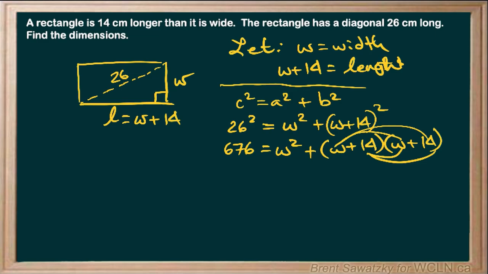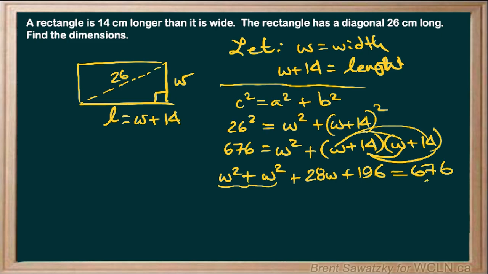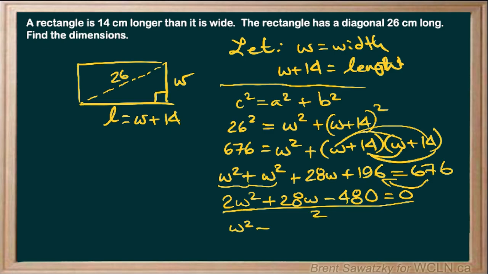If we shift everything over to the left, we would have W squared plus 28W plus 196, and then our 676 gets shifted over to the right. These two W squared terms can come together like terms, and we can bring this over, so we'd end up with 2W squared plus 28W minus 480 equals 0. First of all, dividing everything by 2, we'd end up with W squared plus 14W minus 240 equals 0. So we are solving a quadratic.